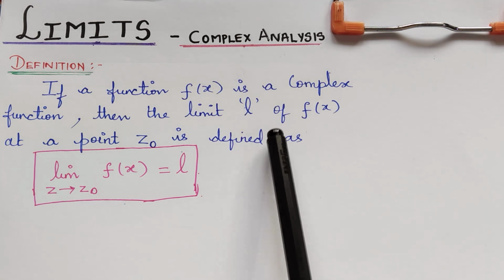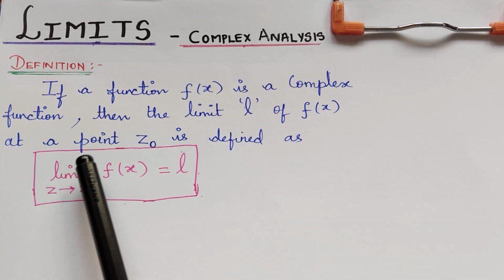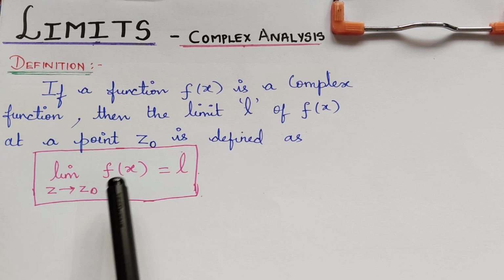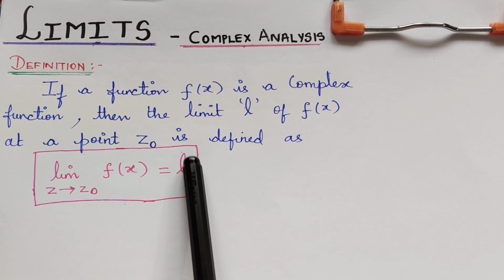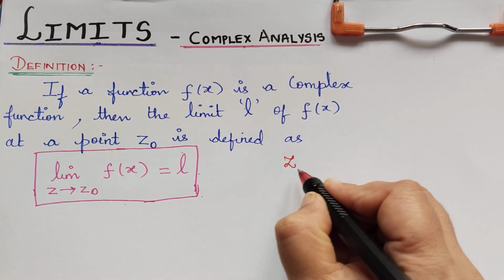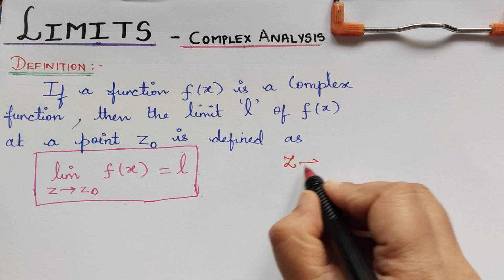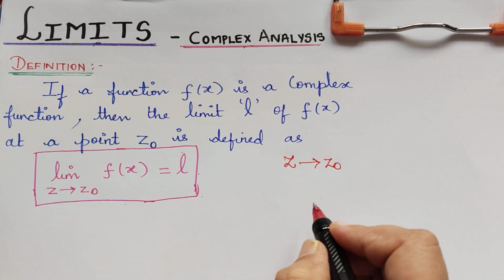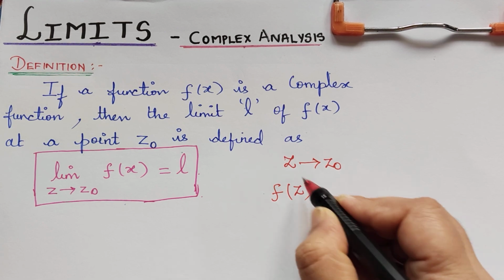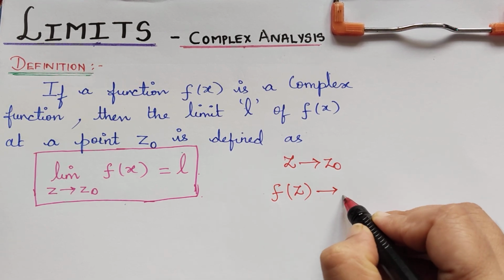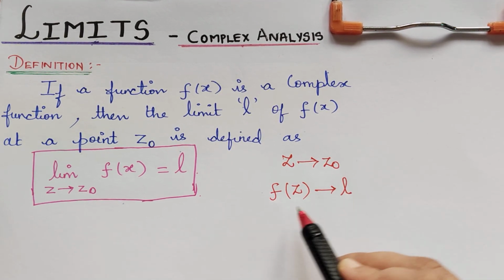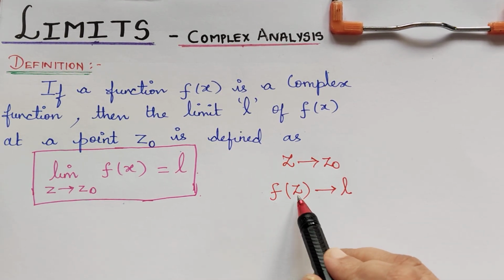the limit L of f of x at the point z0 is defined as limit z tends to z0 f of x is equal to L. That is, if we have a complex function z which tends to z0 in a plane, then the function of this complex variable will tend to a limit L. Then L is said to be the limit of the function of the variable z.